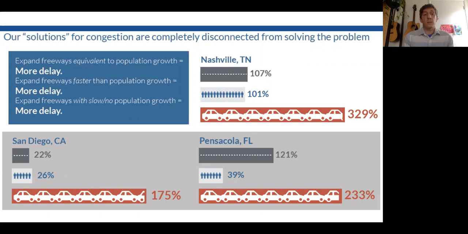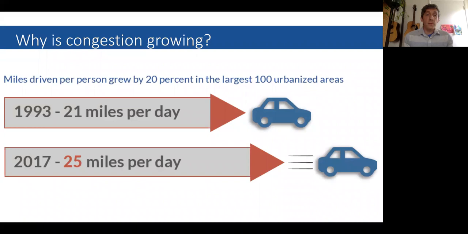Next slide, please. The reason for that, and this gets to how much we drive that I talked about earlier with climate change, is that all this expansion is leading us to drive more. Since 1993, we're now driving on average 25 miles per day. It was 21 miles per day in 1993.